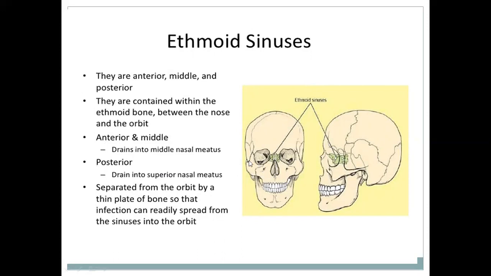You can have an infection or deafness of the middle ear cavity also, because the middle ear cavity is connected with the nose by the auditory tube. Between the orbit and the nose there's a small bone, the ethmoidal bone, that contains the ethmoidal air cells. They are separated from the orbit by a thin plate of bone, so the infection can readily spread from the sinuses into the orbit or into the middle ear cavity.